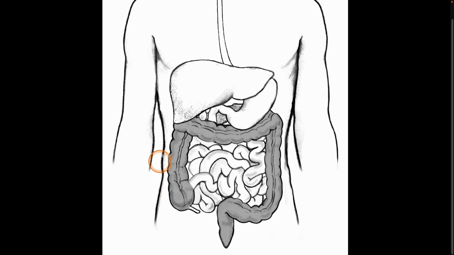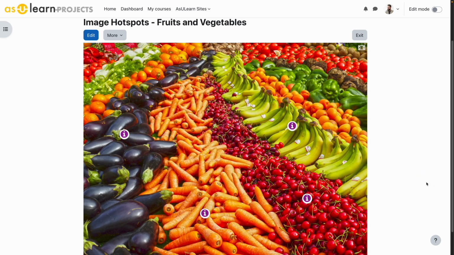Let's say I have a diagram that I want to share with my students, like this diagram of the human digestive tract. Now, this image on its own may not be especially helpful, and I can certainly provide more context in the text that accompanies this image, but wouldn't it be nice if that context could be within the image itself? This is where the image hotspots activity comes in handy.